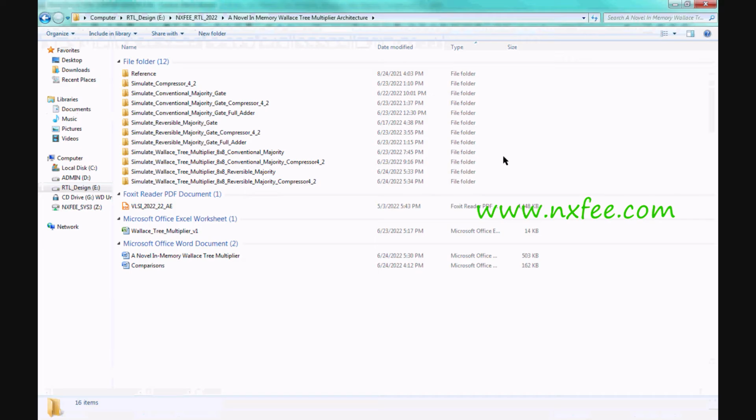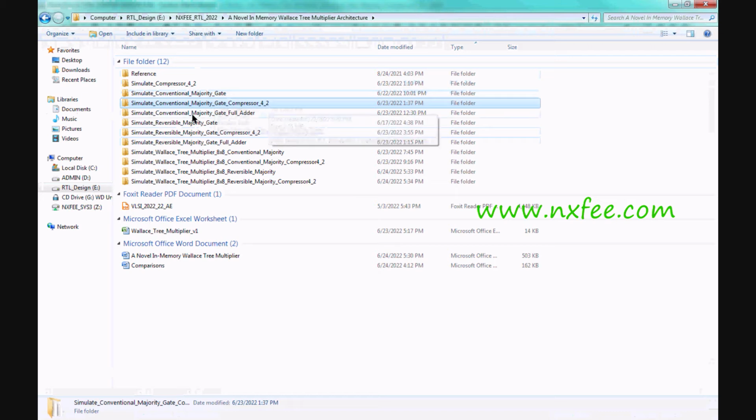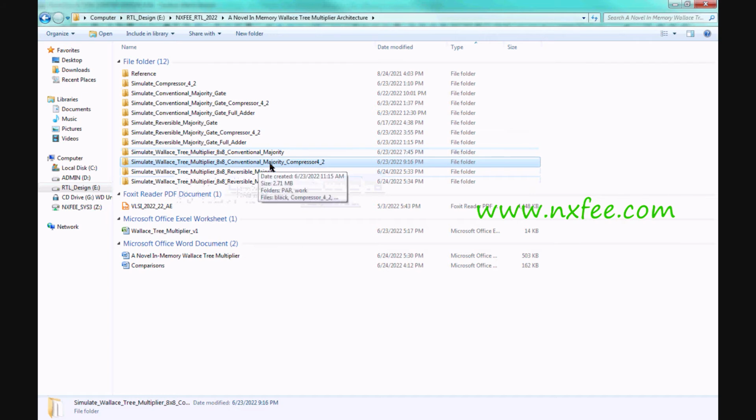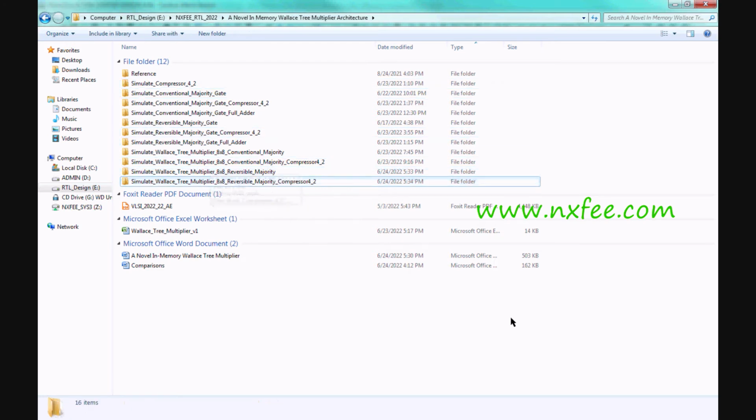So we have designed the compressor 4:2 and conventional majority gate full adder, reversible majority gate compressor, reversible majority gate full adder, and Wallace Tree multiplier 8 cross 8 conventional majority, Wallace Tree multiplier 8 cross 8 conventional majority gate with compressor 4:2, Wallace Tree multiplier 8 cross 8 reversible majority, and Wallace Tree multiplier 8 cross 8 reversible majority compressor 4:2. We designed all this code and taken it for comparisons. In this video file it is not possible to show all the codes.